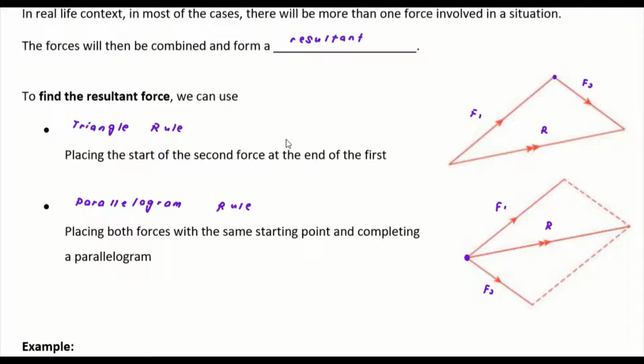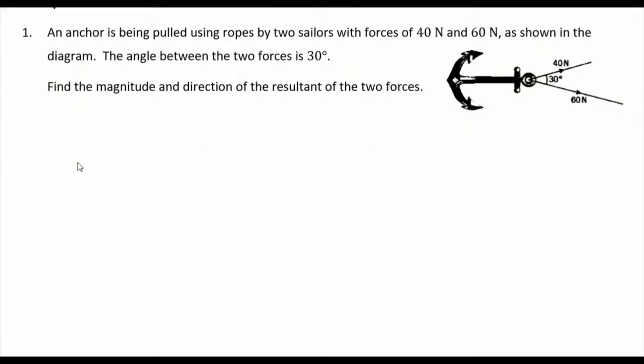Okay, so let's look at the example here. Number one, an anchor is being pulled using ropes by two sailors with the force of 14 Newton and 16 Newton as shown in this diagram.